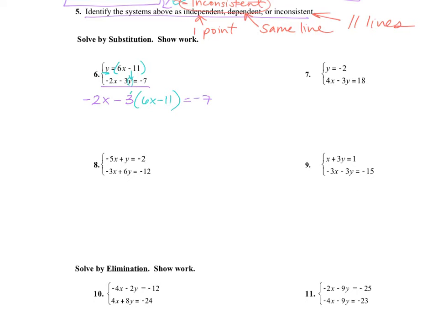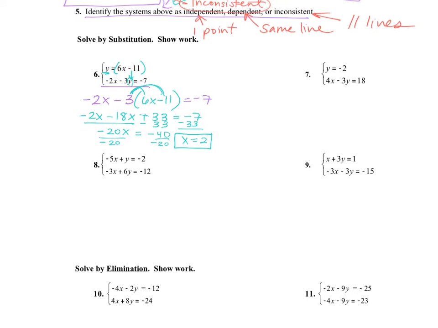Okay, and now from here we do some simplifying. So it's going to be distribute this, -2x minus 18x plus, because this is minus and minus, plus 33 equals -7. Okay. So combine like terms here. This is -20x. We're going to take away the 33 from both sides. So -20x equals -40, and then we're going to divide by -20, and we get x equals 2.